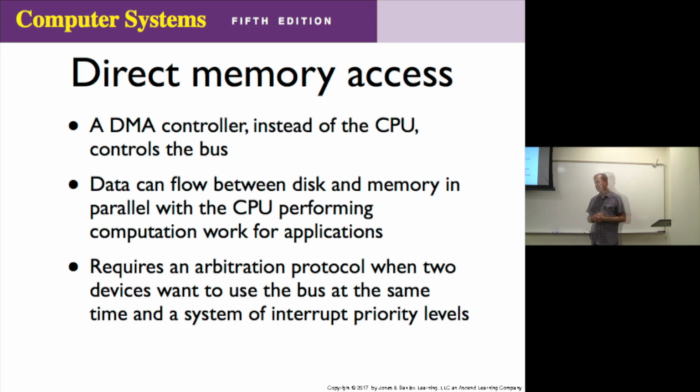And there is another phenomenon that we didn't go into much detail, a technique called direct memory access. DMA is direct memory access. What happens typically on the system bus in a computer system is the peripherals and the CPU use the same bus. Rather than have the CPU control the data transfer between disk and memory, wasting cycles doing that, it gives that task to what is called a DMA controller, which is its own tiny specialized CPU for controlling data flow over the bus. That way, data can flow on the bus between disk and memory in parallel with the CPU doing its own task. It requires an arbitration protocol when two devices want to use the bus at the same time. So direct memory access is a major simplification that we have omitted.